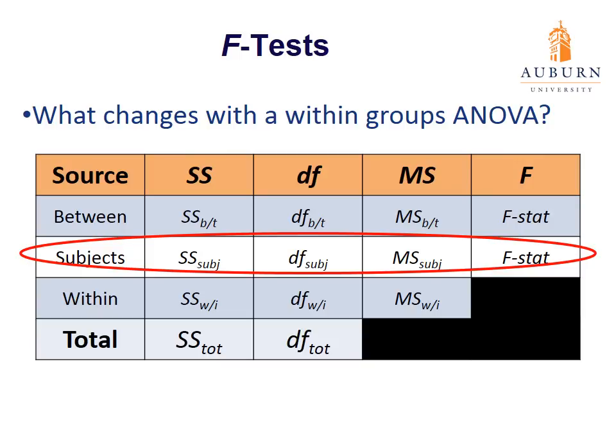Essentially what this row does in our F-test is it allows us to test if our participants are different from each other. So remember, we're trying to remove the fact that people differ. And so if we can measure how much people differ from each other, then we can remove it from our analysis. And so essentially that's what we're doing with a within groups ANOVA. We're getting a measurement of how people differ from each other. And then we're going to remove that variability, or the fact that people differ, from our analysis. And that's what this subjects line gives us in the ANOVA source table.